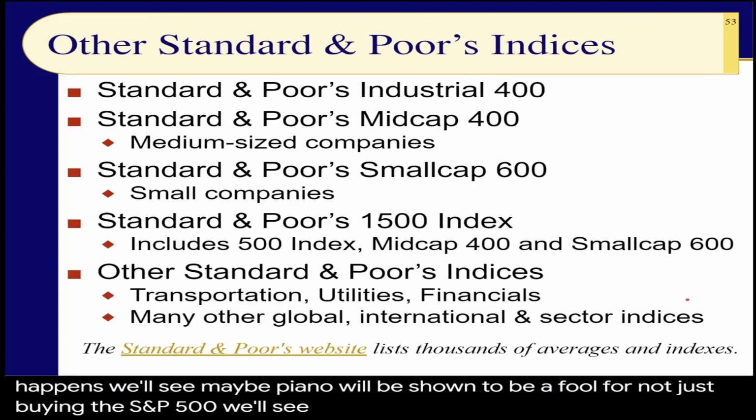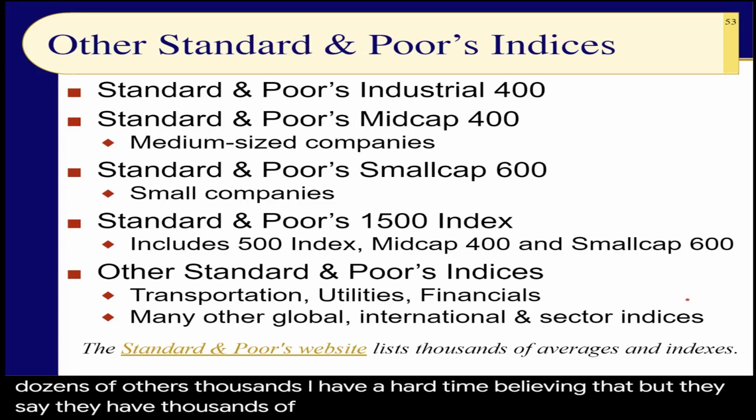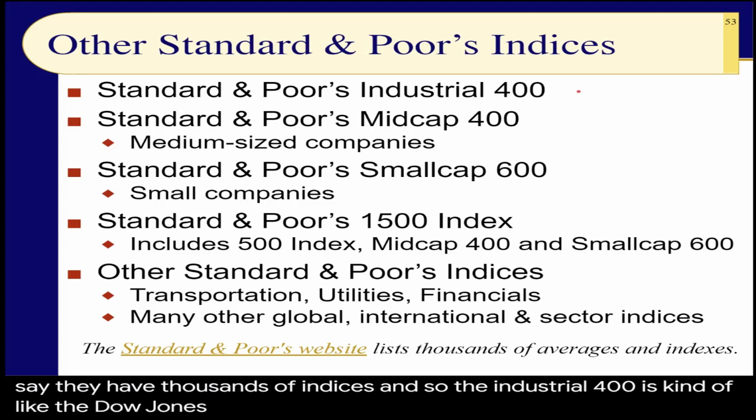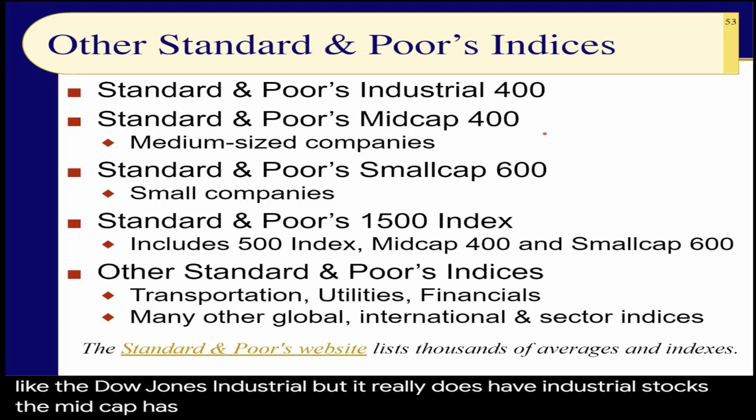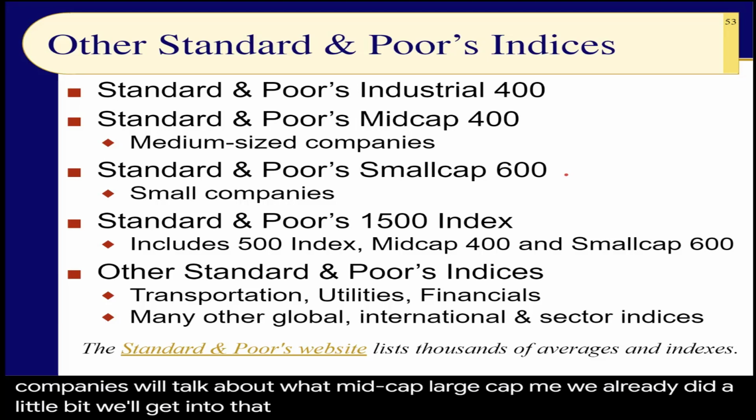We'll see. Slide 53. Standard & Poor's has dozens and dozens of other indices, thousands. I have a hard time believing that, but they say they have thousands of indices. And so the industrial 400 is kind of like the Dow Jones Industrial, but it really does have industrial stocks. The mid cap has medium-sized companies. The small cap has small-sized companies. We'll talk about what mid cap and large cap mean. We already did a little bit. We'll get into that in more detail.